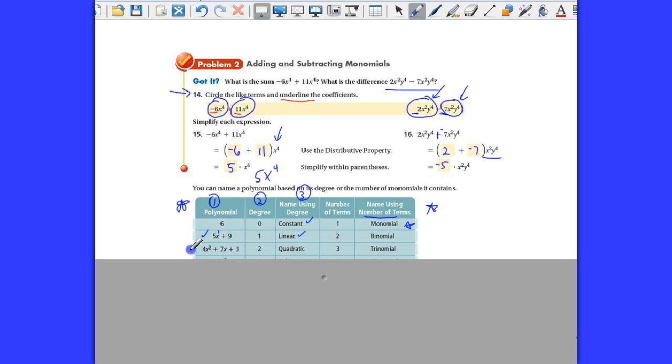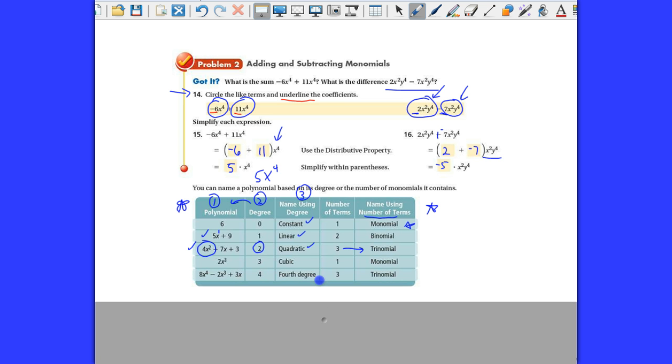Now, this third one right here, this polynomial, 4x squared plus 7x plus 3. Well, notice the degree of this polynomial is 2. So when we find the degree of a polynomial, we take the highest degree of all of the terms, the monomials. 4x squared is the highest degree. 7x, that's the first degree. So we take the highest degree and we call that the degree of the polynomial. Second degree polynomials are called quadratic, and if it has 3 terms, we call it a trinomial. All right, so we'll go over this in class.